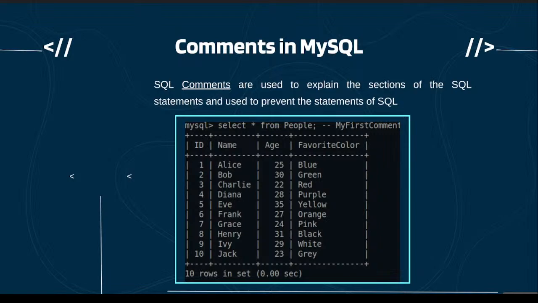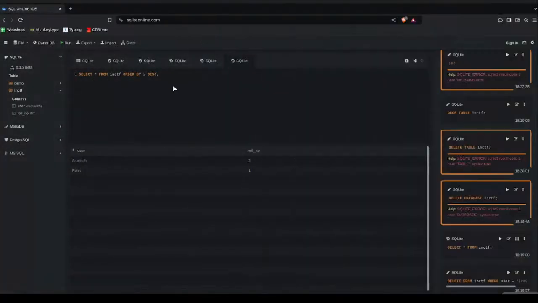So what programmers do is they put the hashtag or whatever the commenting syntax is for that language. I'll be explaining the syntax for comments in MySQL now, which will say what this calculator function is doing. Okay, let's look at it. Here we are using select all from InCTF order by 2 desc, which basically gets all the values in the table in descending order with reference to the roll number column, or the second column.